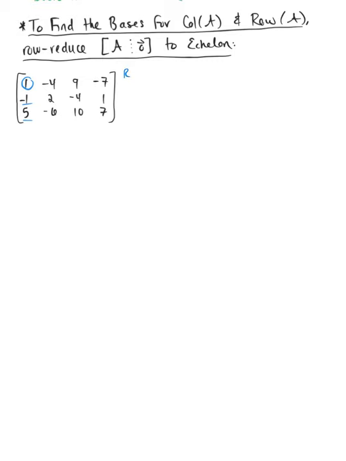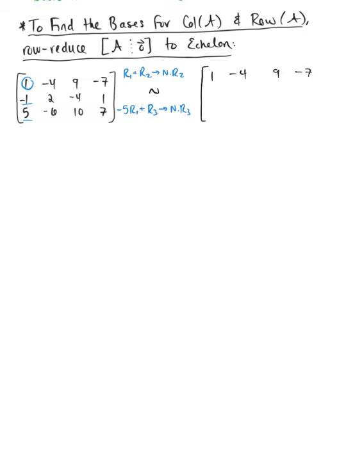So we can do two operations here. We'll do the first row plus the second row to attain the new second row. And then we'll also go ahead and do -5 times the first row plus the third row to attain the new third row. And so let's see what this gives. The first row will remain the same. That's still 1, -4, 9, -7.